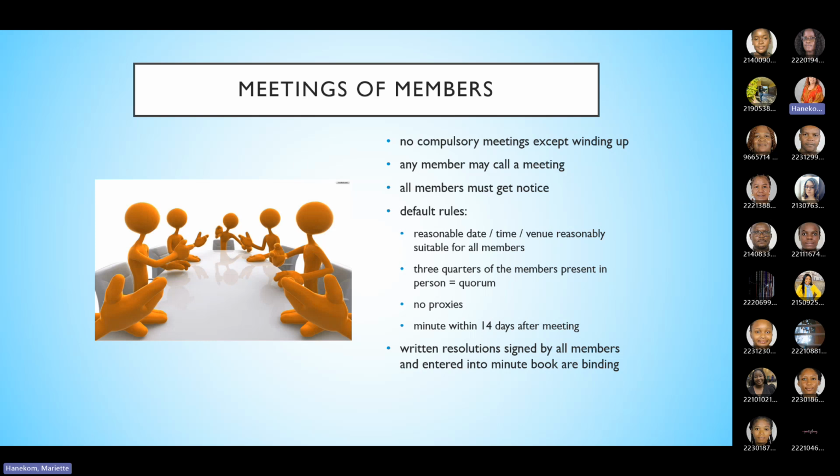Three quarters of the members must be present to constitute a quorum. Once again, that can be changed. You can decide that 50% is enough, whatever, but the default position, three quarters. No proxies are allowed. Have to attend in person. And the minutes of the meeting must be prepared and circulated, shared with the members within 14 days. You can also make decisions without having a formal meeting. A round-robin resolution, a written resolution signed by all the members, is also regarded as binding.